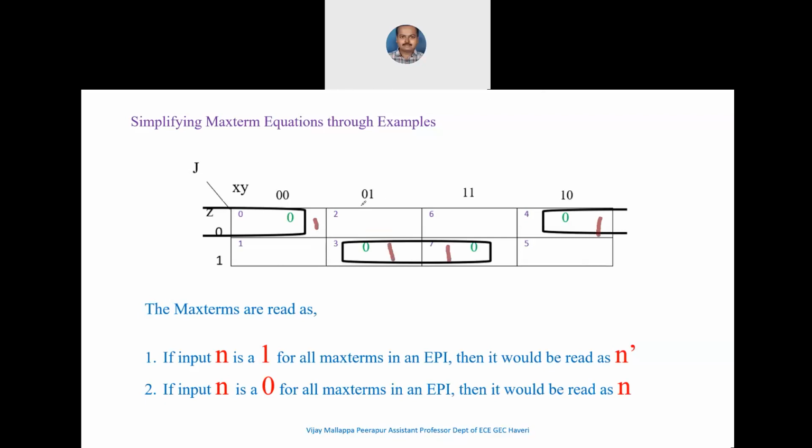How do you read this one now? Both are logically adjacent. How do you read 0, 0, 1, 0? What is common? Y bar is common here, right? For logic 1, we used to read like that. For the min terms, we used to read like this. Similarly, for this one, how do you read it now?